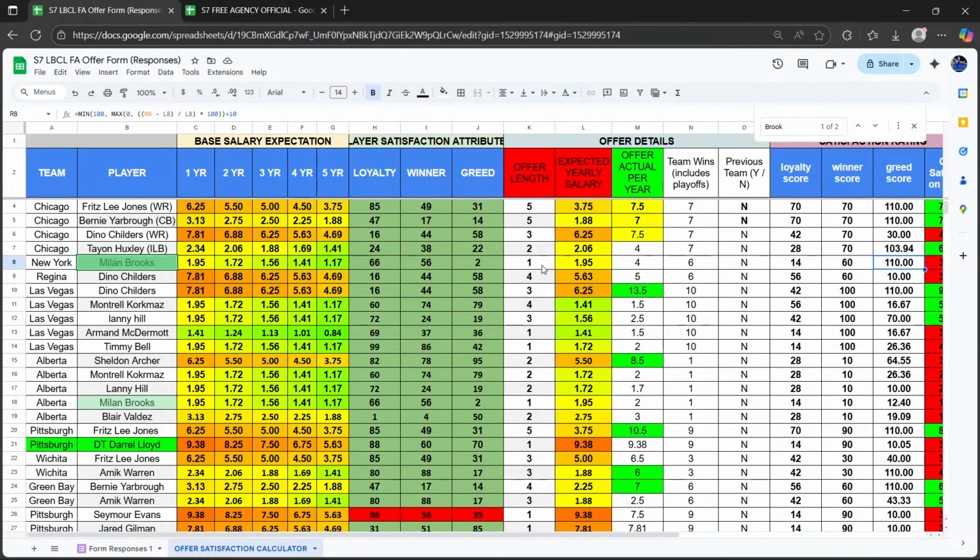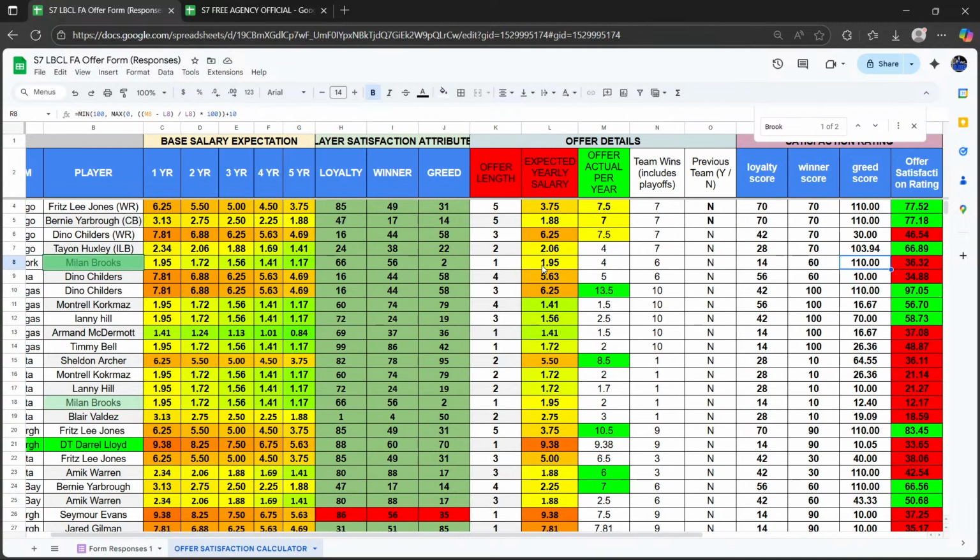In fact, his greed score of 110, like obviously 4 million over a 2 million ask, you're going to max that out. But he doesn't really care that much. That's the problem. He had a really high greed score, but he doesn't really care about the money. It's not about the money for Milan Brooks. It's all about loyalty and a winning team. Winning team, you're fine. That's not the big deal. It's about the length of the contract.